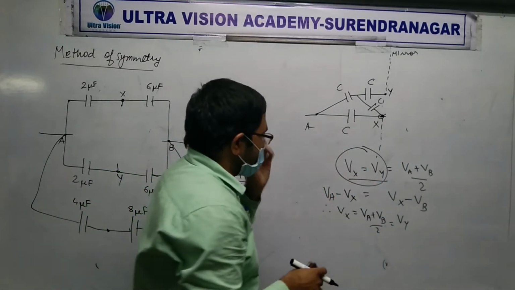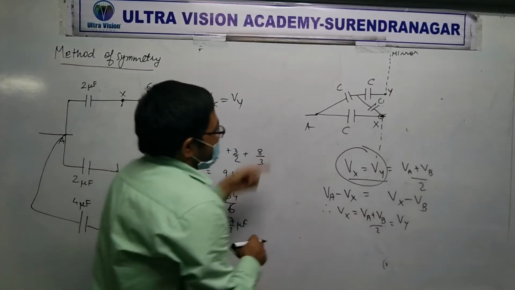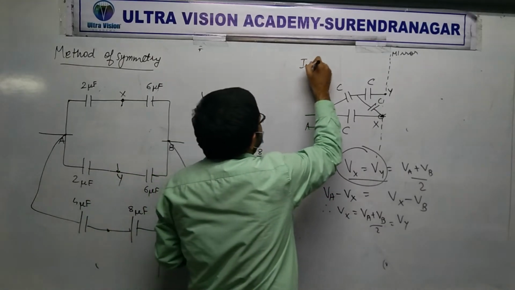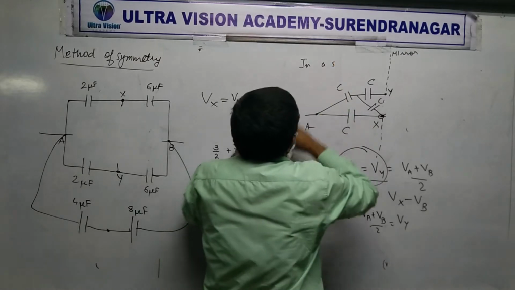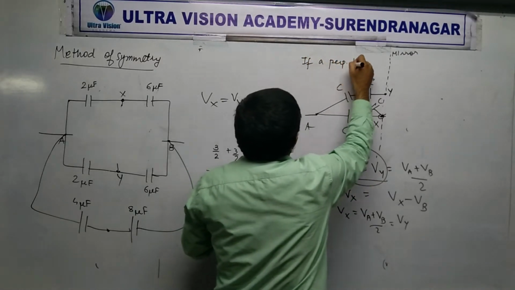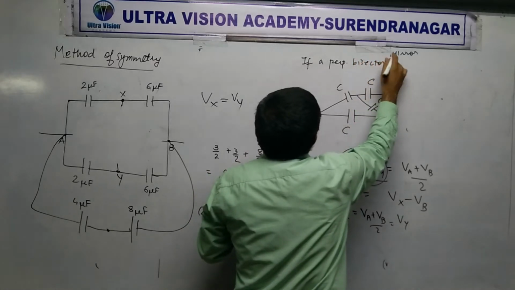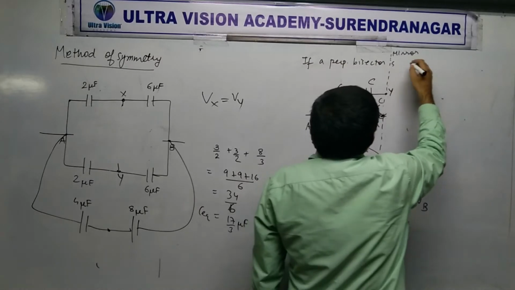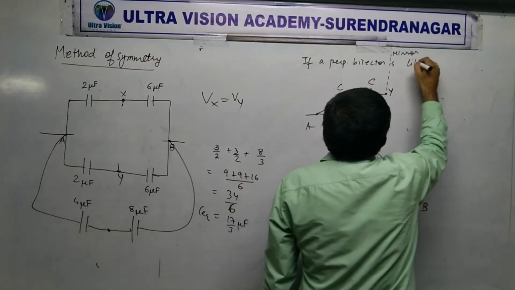Okay? So, using this idea, you can write it like this in words. So, if a perpendicular bisector is like a mirror.